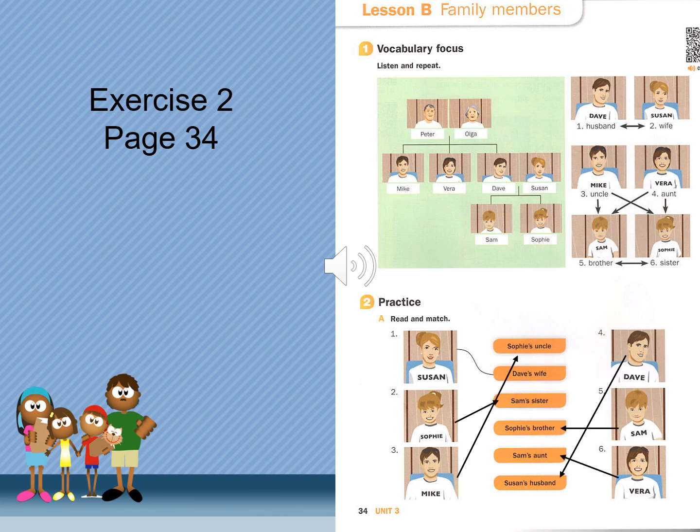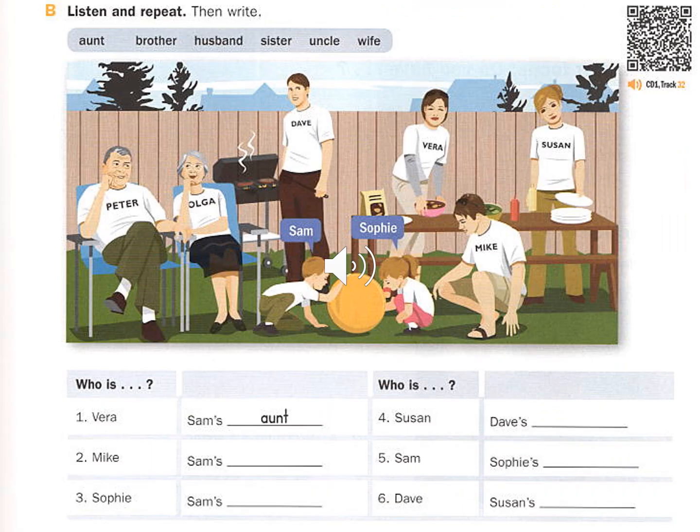Here are the answers. Compare what you see on the screen to what you did in your book. How did you do? Page 35, Lesson B. Exercise 2B.